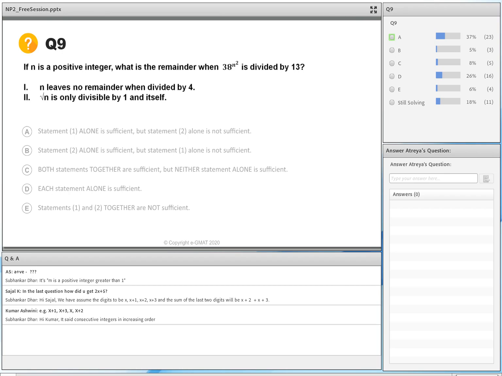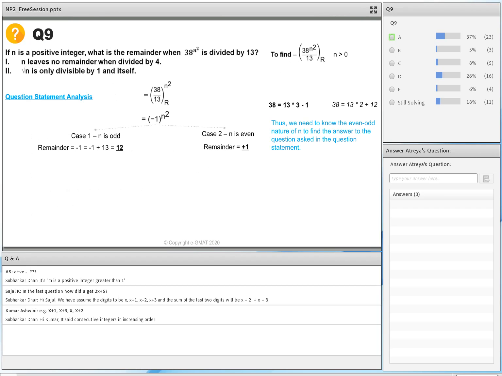Now, before we move into solving this question, a very important step is to interpret what the question stem is giving us. What information is the question stem giving us? The question tells me if n is a positive integer, what is the remainder when 38 to the power n square is divided by 13? So I need to find the remainder, and it is also given that n is a positive integer, so n is greater than 0.